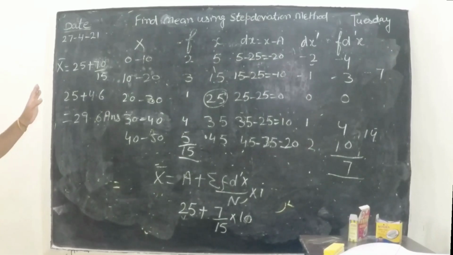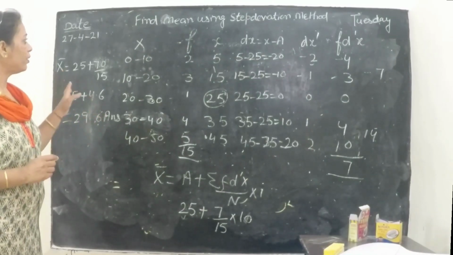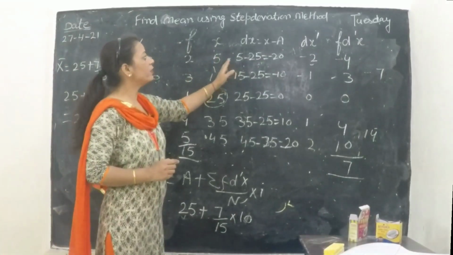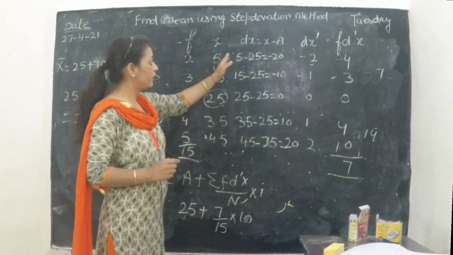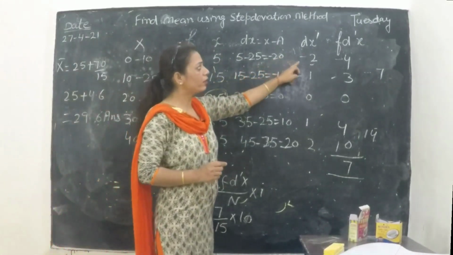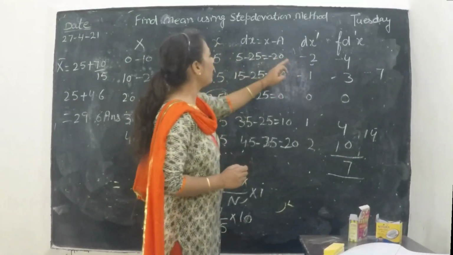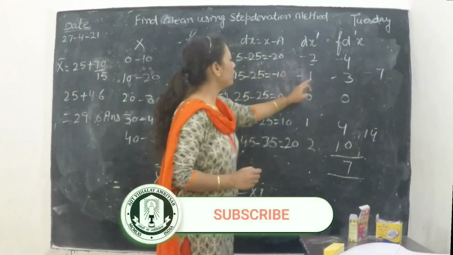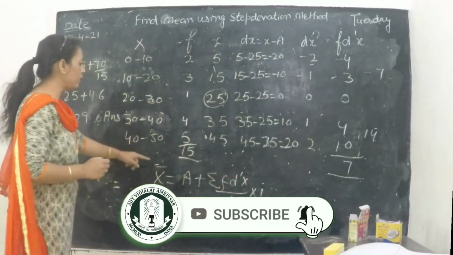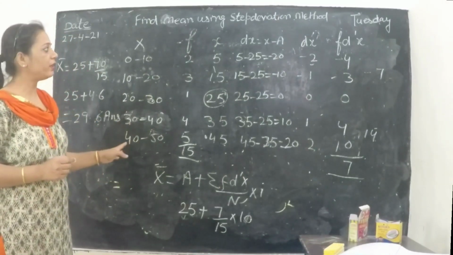So today I told you the formula of the step deviation method. In this method we take the deviations of x, then we divide the value of dx by the common difference and we will get the column d dash x. Next we will multiply f by d dash x and we will get the values. Now put these values in this formula and you will get the answer. I think you must have cleared this concept.